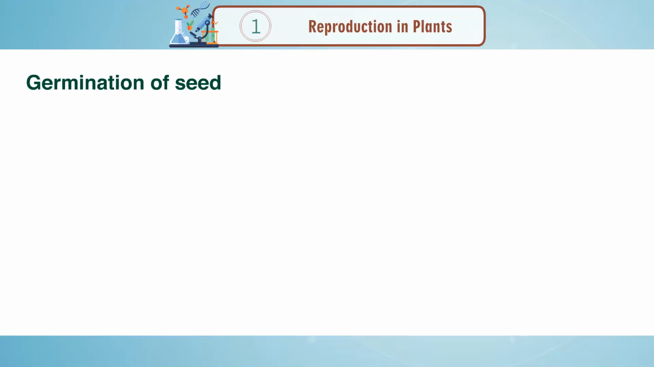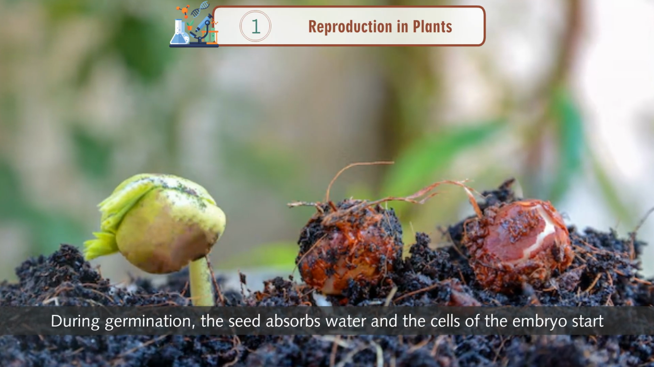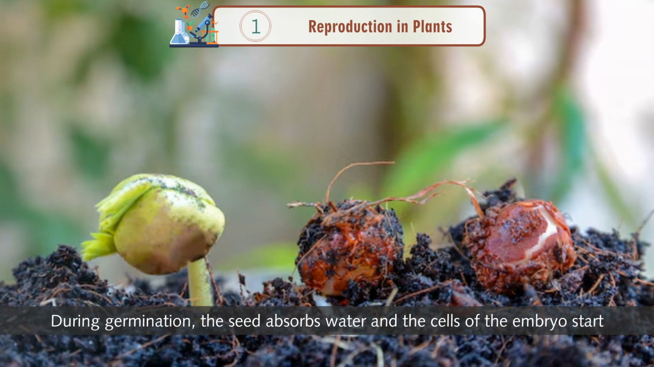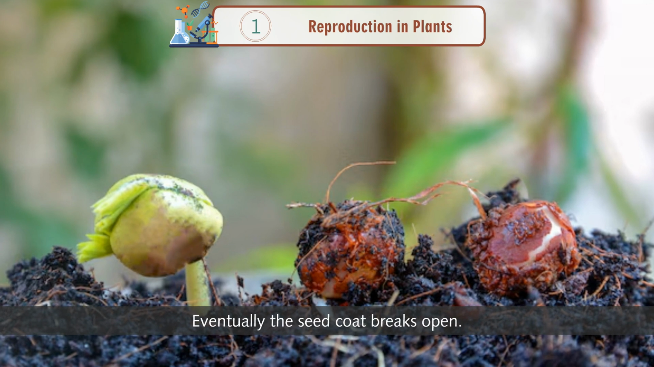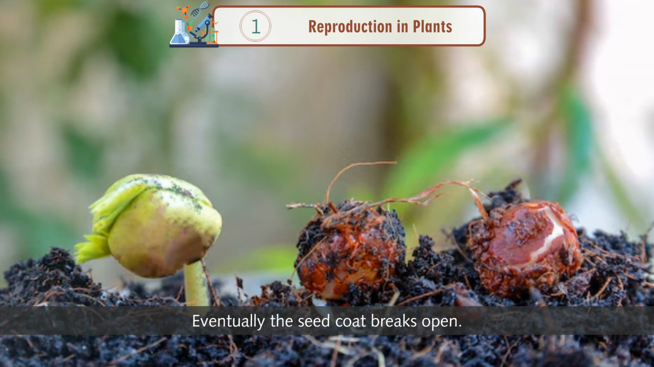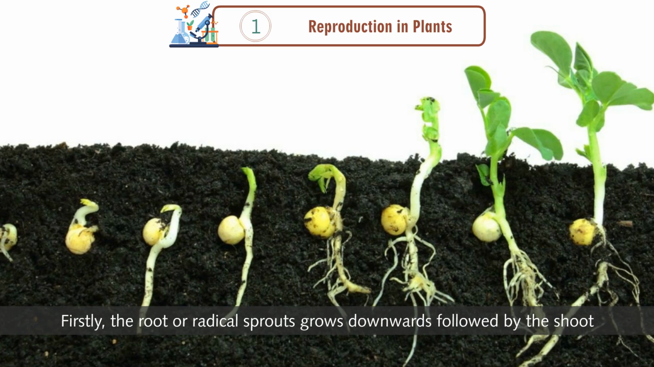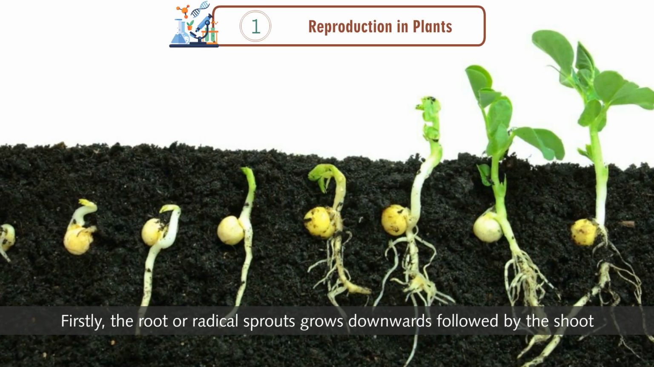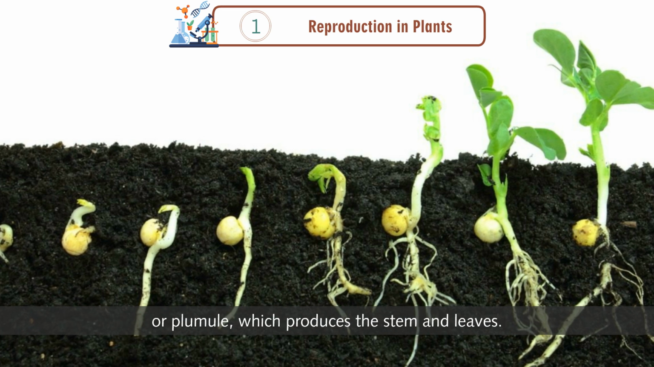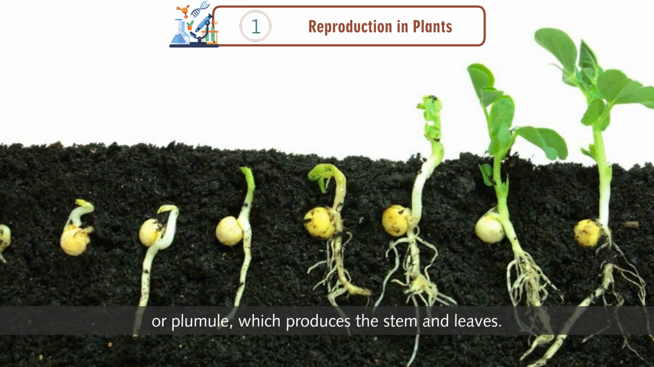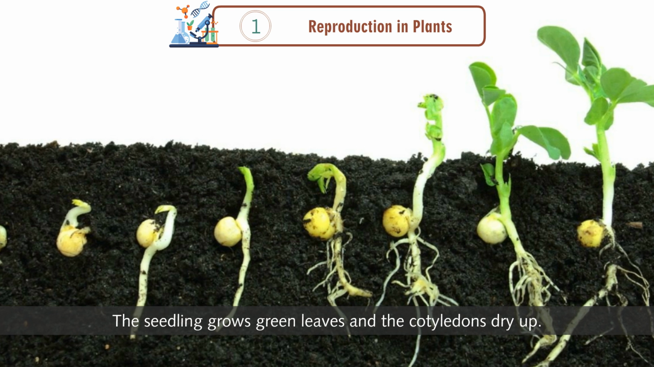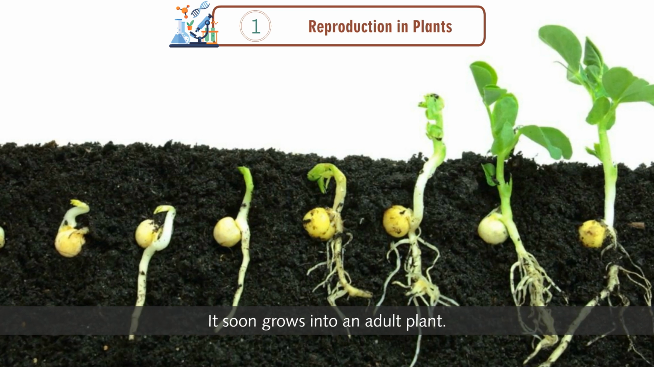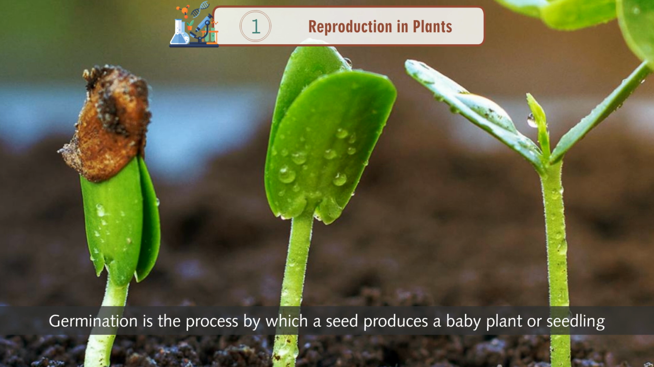Germination of seed. During germination, the seed absorbs water and the cells of the embryo start dividing and it increases in size. Eventually, the seed coat breaks open. Firstly, the root or radicle sprouts grow downwards, followed by the shoot or plumule, which produces the stem and leaves. The seedling grows green leaves and the cotyledons dry up. It soon grows into an adult plant.